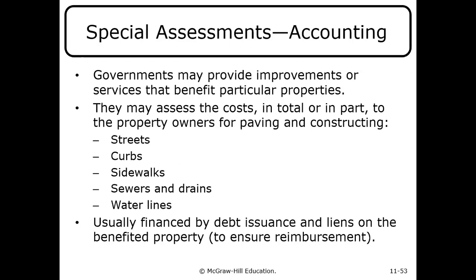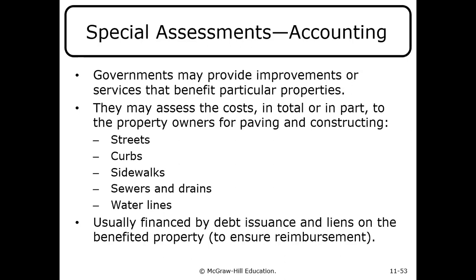So to help finance the work, the government usually issues debt and places a lien on the property. Okay, so take a look at page 548. Here's a special assessment project. First, let's go to 547. What kind of journal entries would need to be made for your government-wide financial statement?